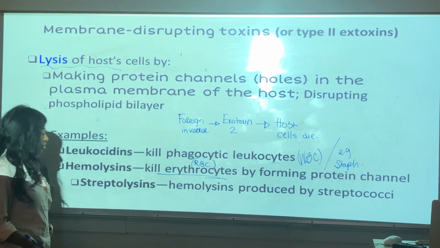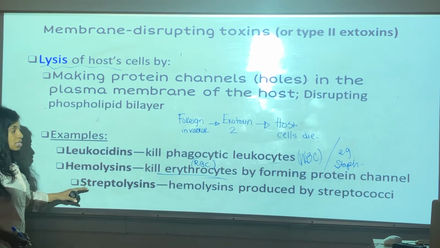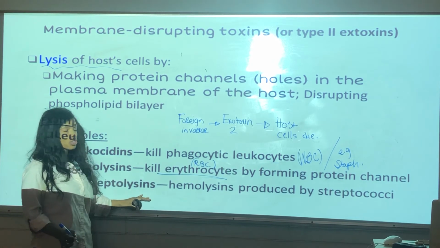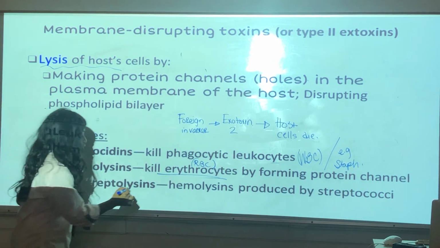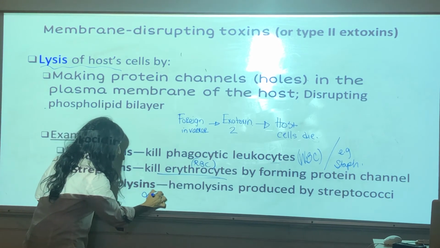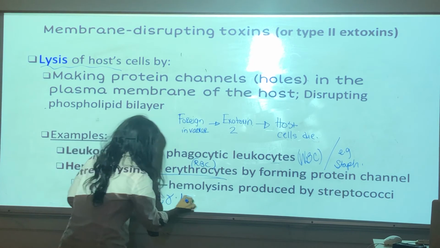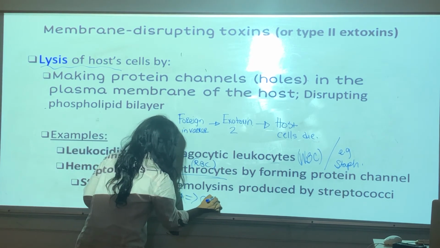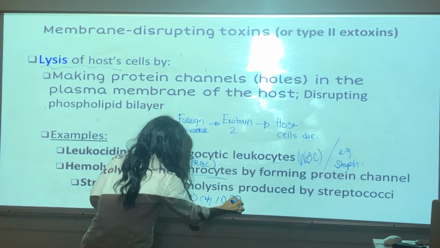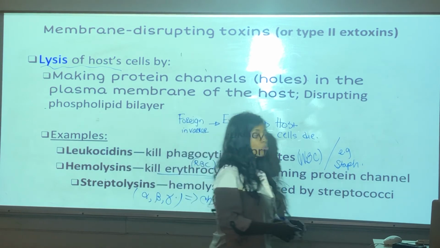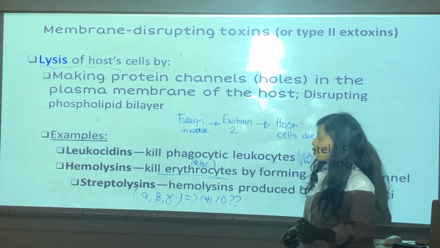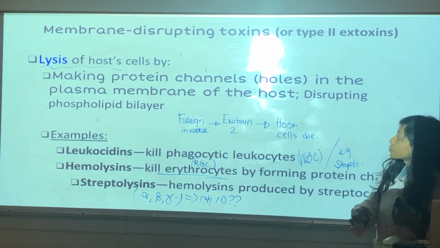Erythrocytes, red blood cells. And streptolysins make hemolysins. Remember, these can make different hemolysins: alpha, beta, and gamma. It's a good idea to go back to chapter 10 and review which streptococci make what hemolysins.